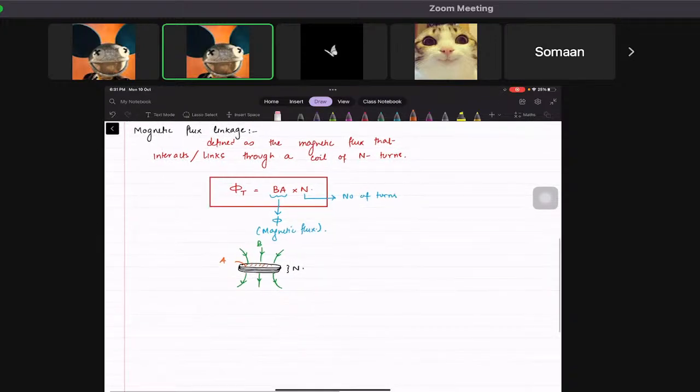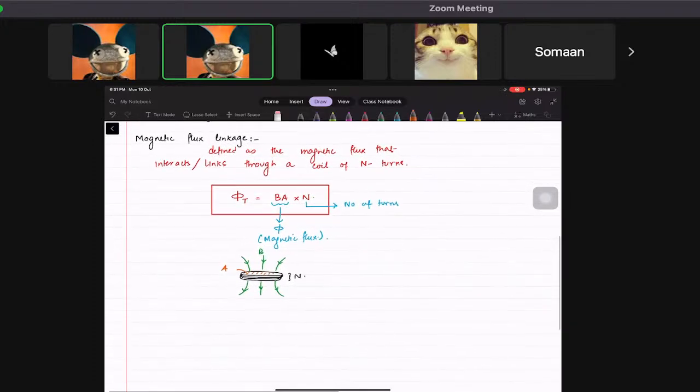Okay, so now I just want to tell you what happens if something is not perpendicular.